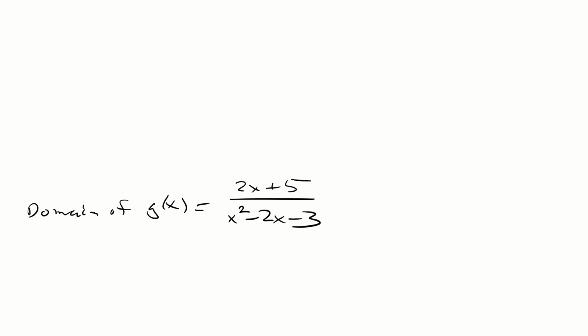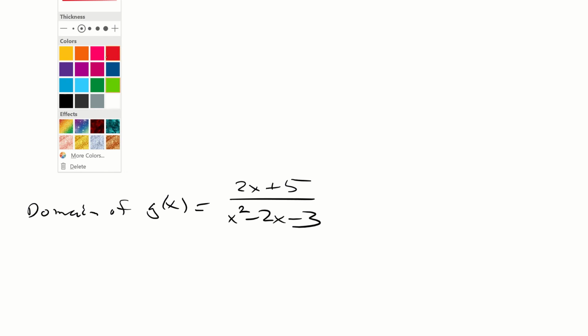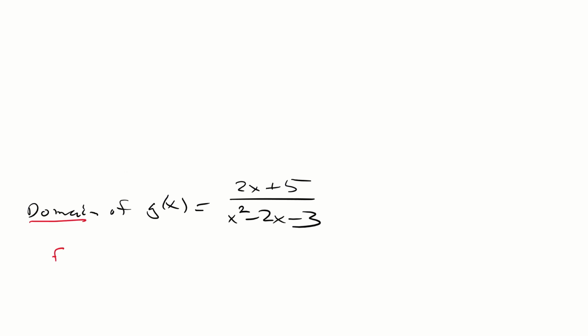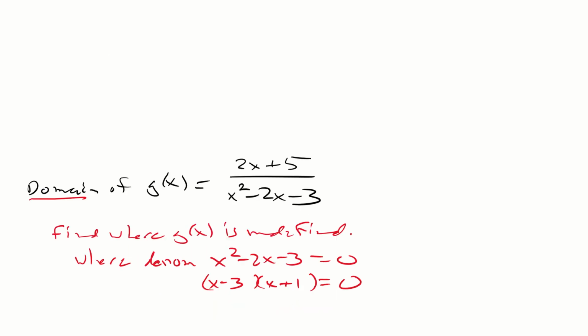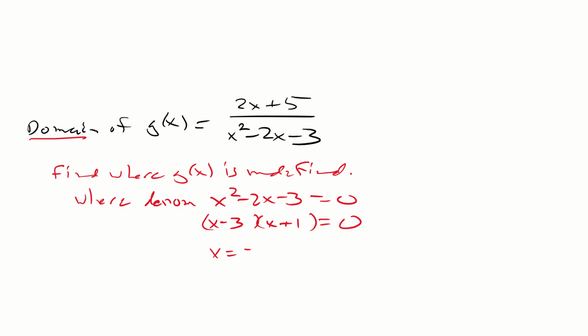If I'm in a hurry, I do the following work. I just simply go, okay, for the domain, I'm going to find where g of x is undefined first. And that's where the denominator, which is x squared minus 2x minus 3, is 0. And I solve for x. So I'm going to factor that thing, x minus 3, x plus 1. I'm going to solve it. X is negative 1 or 3, and that's where it's undefined.